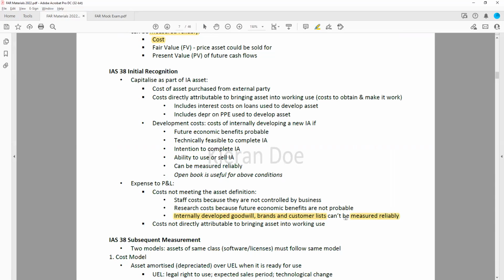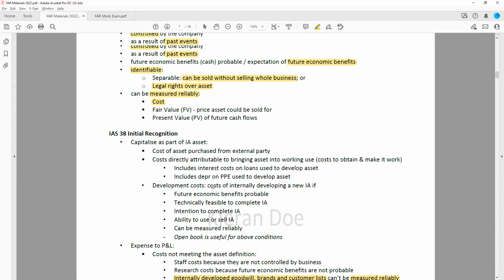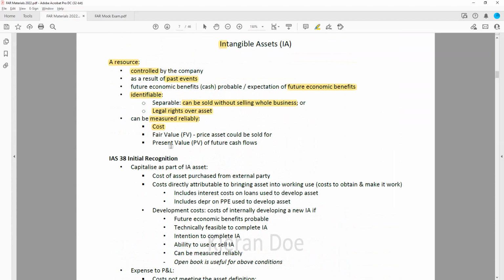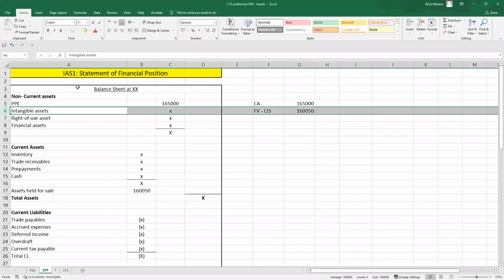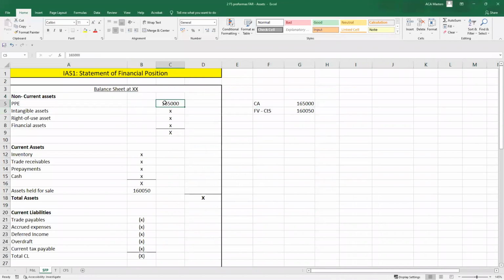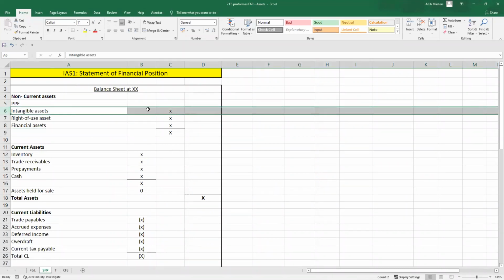So therefore, any costs are just expensed to the P&L. So you can see the difficulty there. Now, we're talking here about the single entity financial statements. So we're looking at a single company, and we're saying what can they recognize in terms of their internally generated intangible assets.